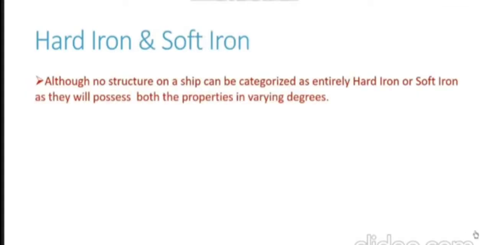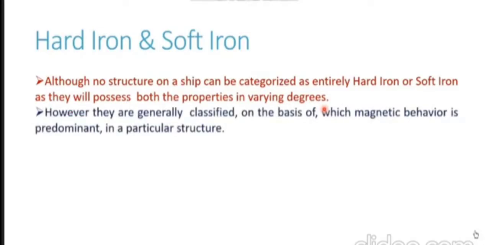So, into hard iron and soft iron. Although no structure on the ship can be categorized as entirely or 100% a hard iron structure or a soft iron structure, because any structure on board a ship will possess both properties in varying degrees. Some part of it will acquire magnetism very easily and lose it equally easily, and some part of the structure will acquire magnetism very slowly, and once acquired it will not leave. So if every structure has both these properties in it, how do we classify them as hard iron and soft iron?